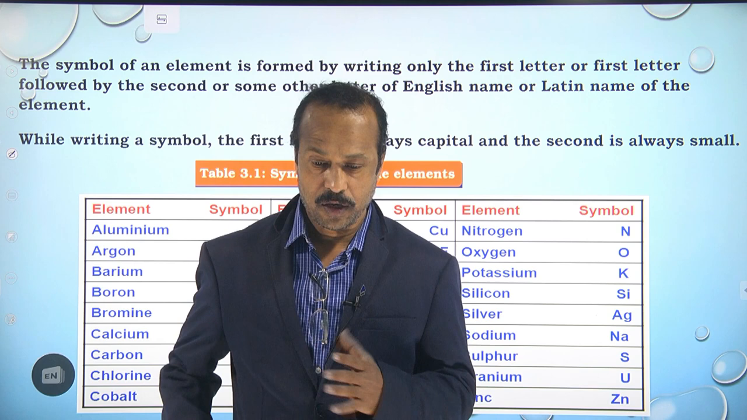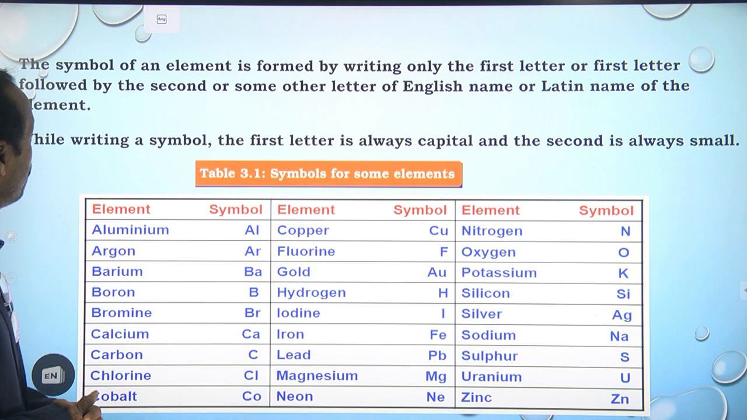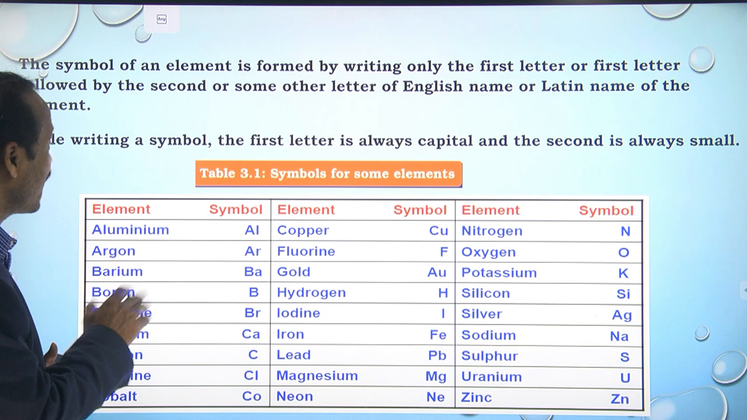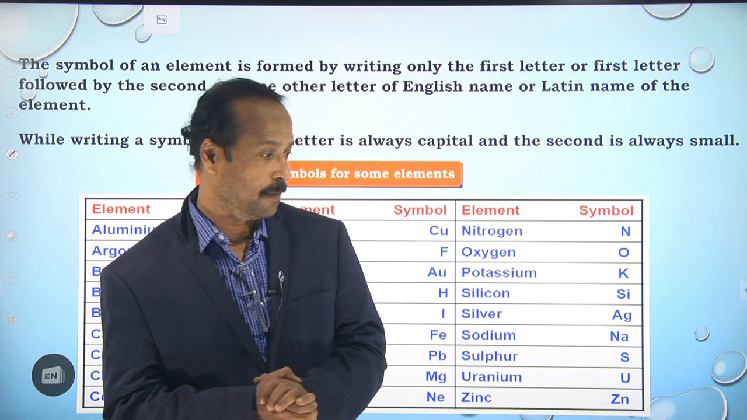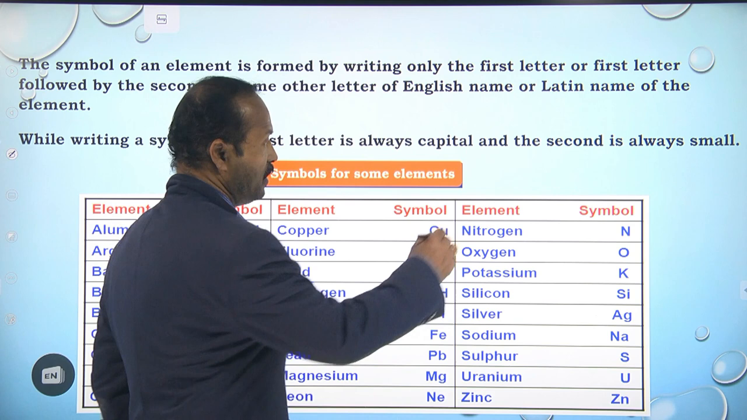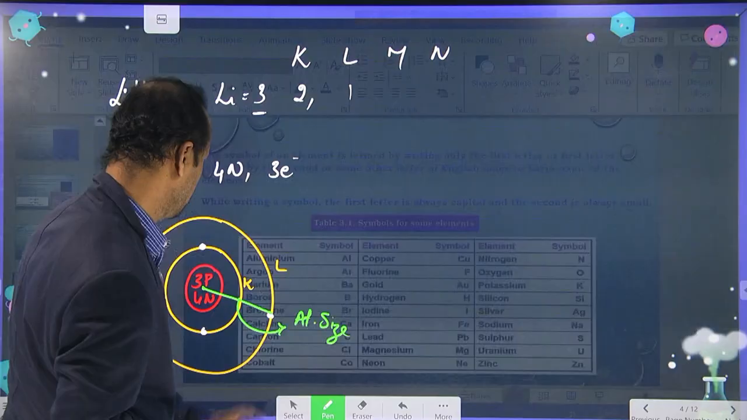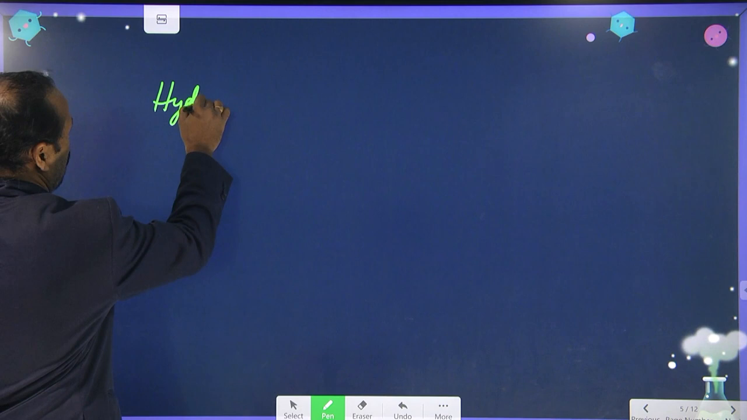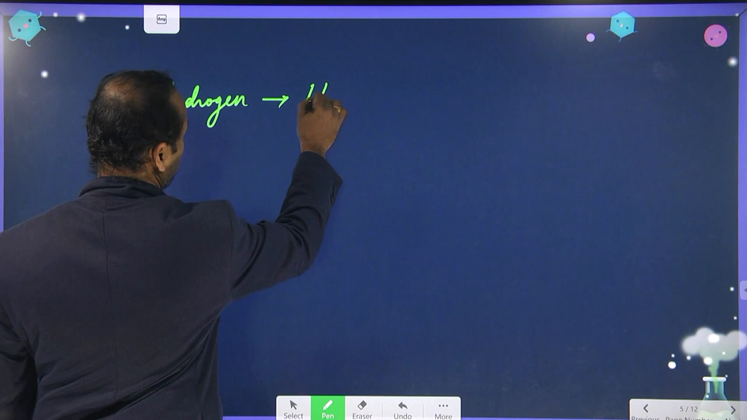So see here, the symbol of an element is formed by writing only the first letter, or the first letter followed by the second letter or some other letter of the English name or Latin name of the element. For example, hydrogen. Hydrogen starts with which letter? H, right? So it is given the symbol H.